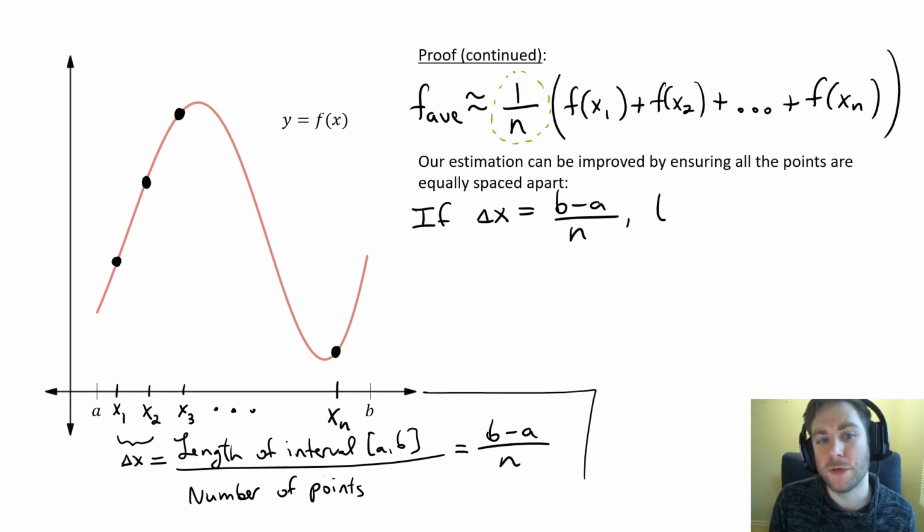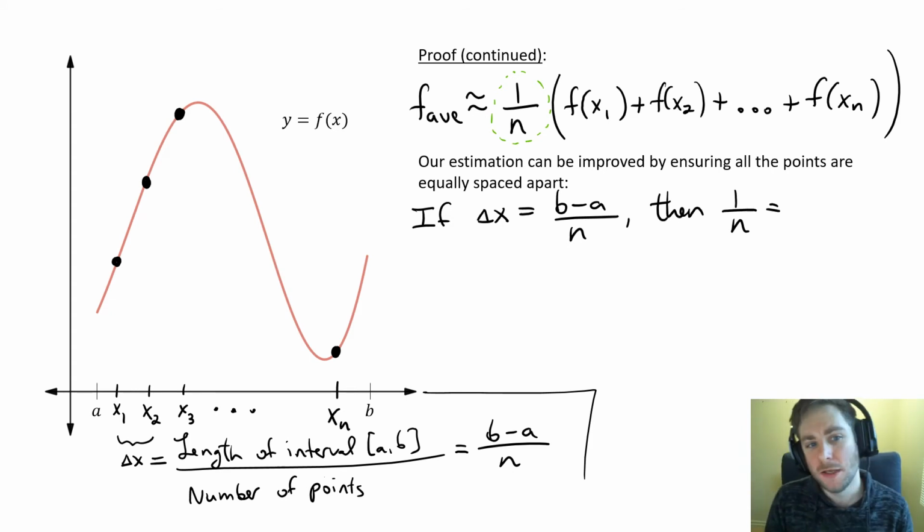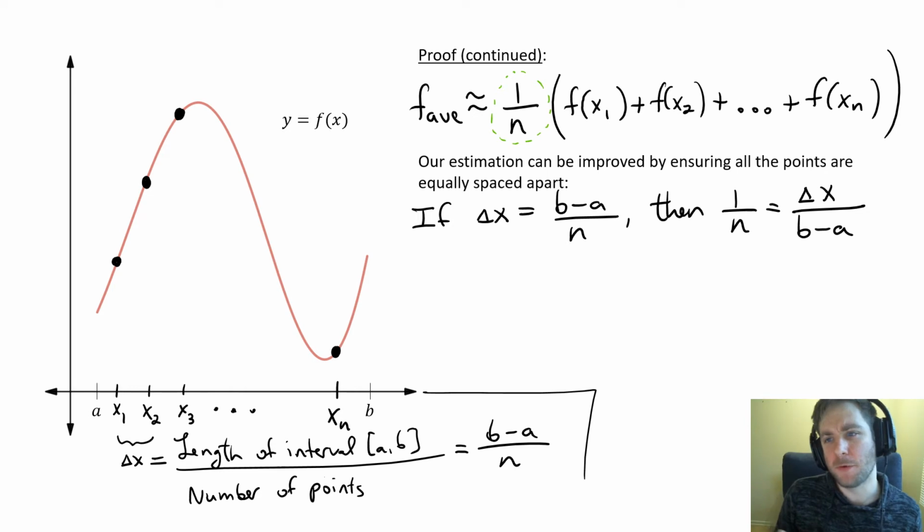In fact, we could rearrange the formula for delta x to make a statement about what 1 over n must be equal to in order to account for this equal spacing. So a bit of basic algebra will reveal that 1 over n is equal to delta x over b minus a. Right, to come up with that, all I had to do was divide both sides by b minus a.